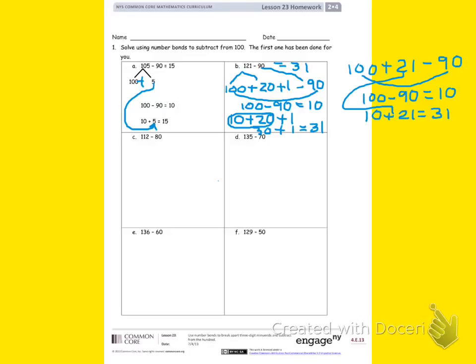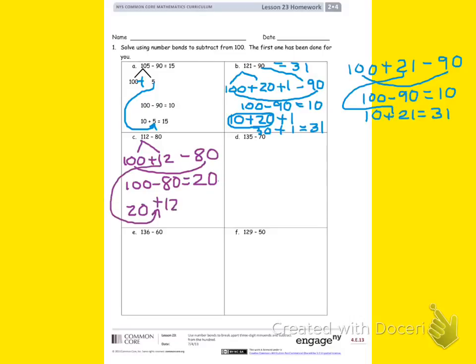Let's do another sample together. Item C, 112 minus 80. We can decompose 112 to be 100 plus 12, and then minus 80. We know already that 100 minus 80 is 20. Now we take that 20 and add that 12, and we get 32.